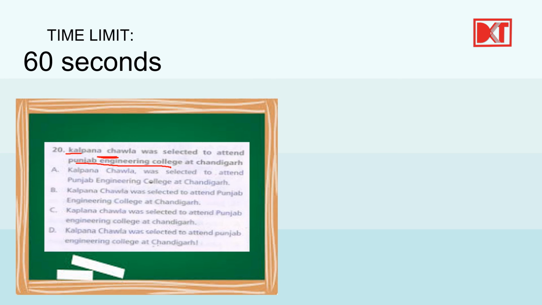Then we have at Chandigarh. Here Chandigarh. It's the name of a city. So its initial C will also be capital. Then full stop. The correct answer is which one? Here, yes, B. Kalpana Chawla was selected to attend Punjab Engineering College at Chandigarh.